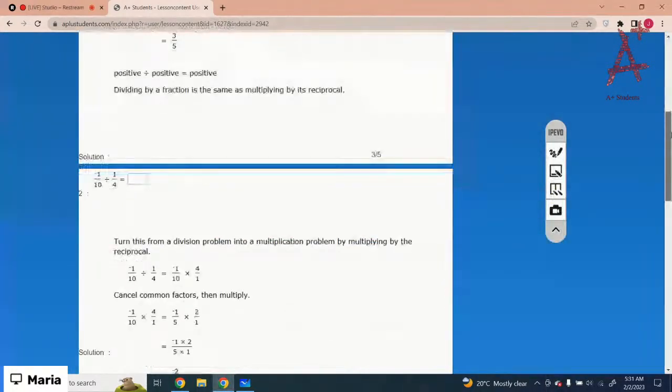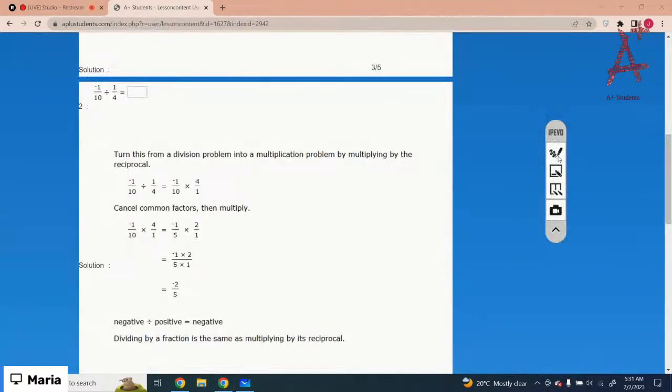Okay, the next example is negative 1 over 4 divided by 1 over 10. So just change the division sign to multiplication and take the reciprocal of the term. So it would be 10 over 1.